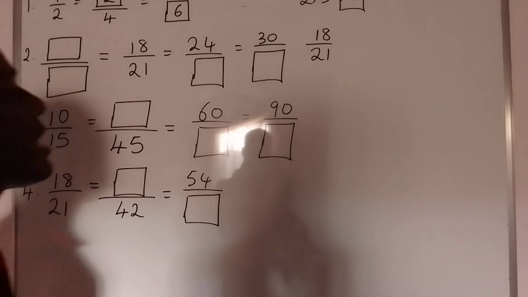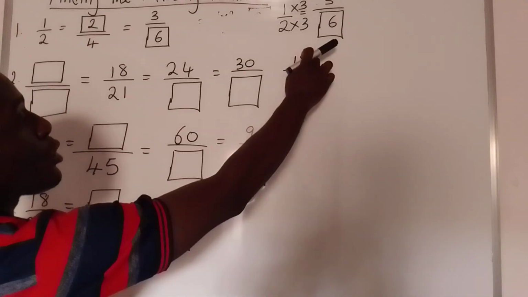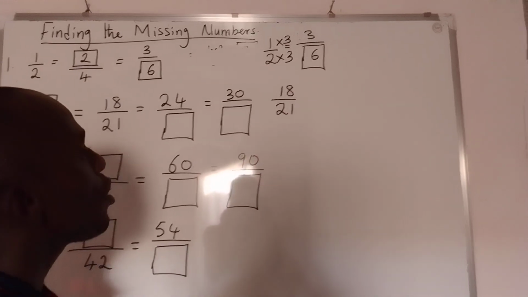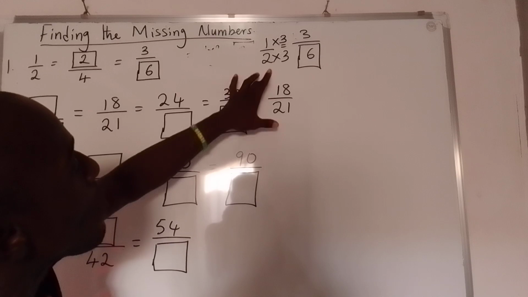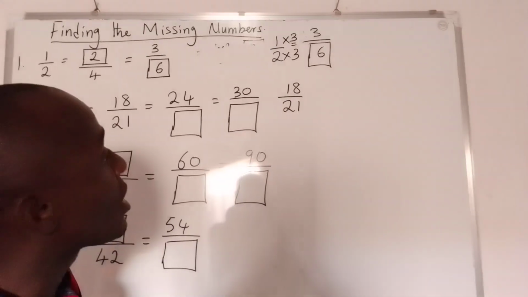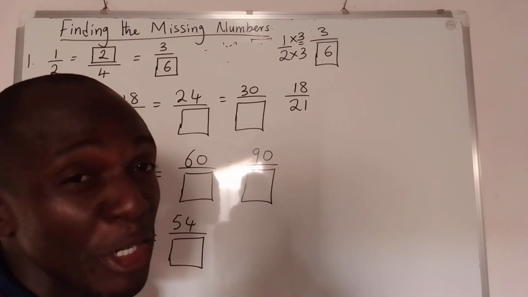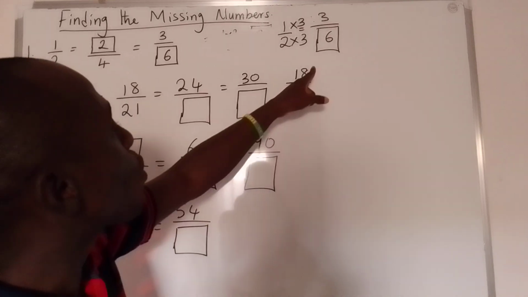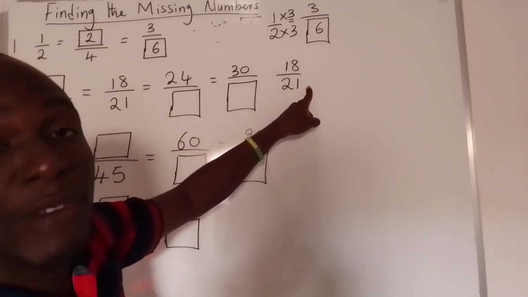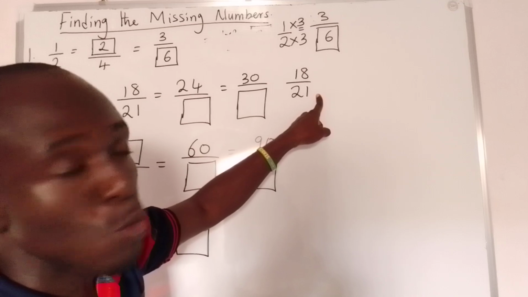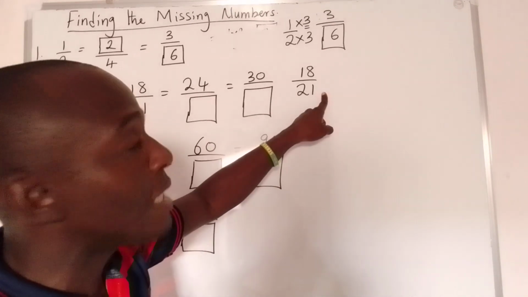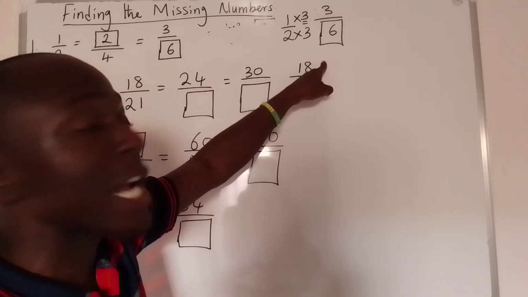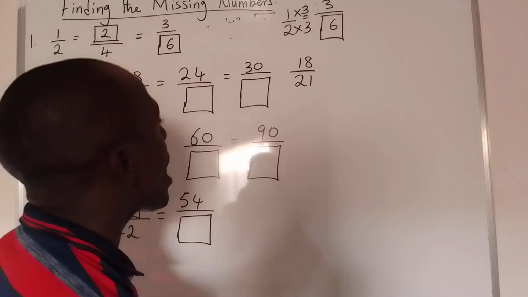So one thing a child needs to do is to look at the numerator and the denominator. Can we reduce it to the lowest term? Yes, we can. Starting with 2: 2 can divide 18, but 2 cannot divide 21. So we don't use 2, because we must find a number that divides both the numerator and the denominator. And the number is 3.